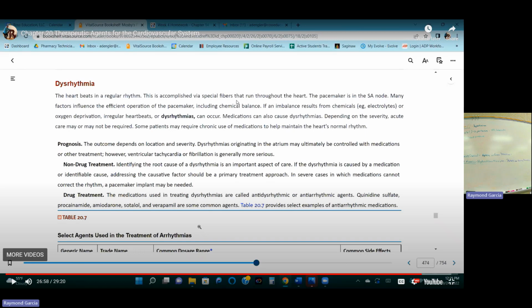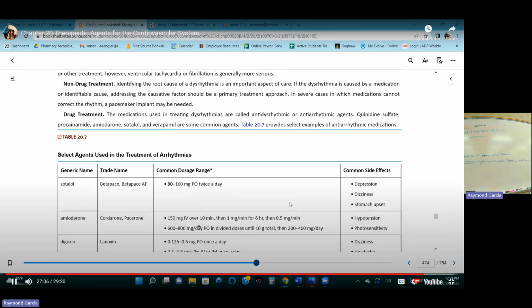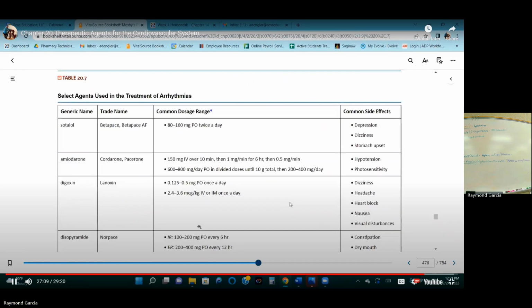Okay, so we're talking about the electrical current of the heart. It's dealing with the SA node, and these medications are for anti-arrhythmics. Medications can also cause dysrhythmias. Depending on the severity, acute care may or may not be required. Table 20.7 lists select agents used in the treatment of arrhythmias.